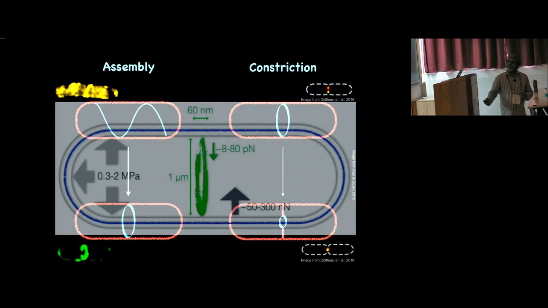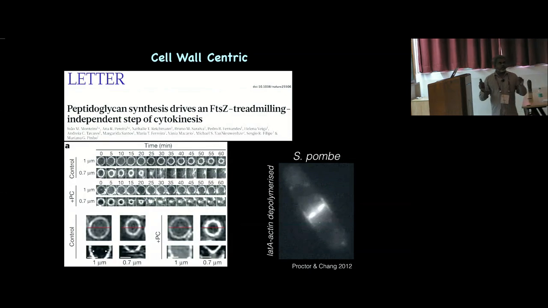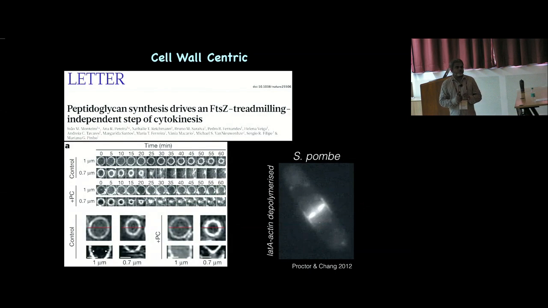So we are interested in studying two aspects, assembly and constriction, but mostly I will talk about constriction, because this seems to be a highly solved problem now, but not assembly. Recent reports have suggested that peptidoglycan synthesis can drive an FtsZ treadmilling-independent step of cytokinesis. So what you see here is that initially there is some constriction of FtsZ, but if you block FtsZ's treadmilling behavior with a drug, even then the cell wall can eventually drive the cytokinesis and septation process. So you really don't need the complete dynamics of FtsZ to form the septa and for the bacteria to divide.